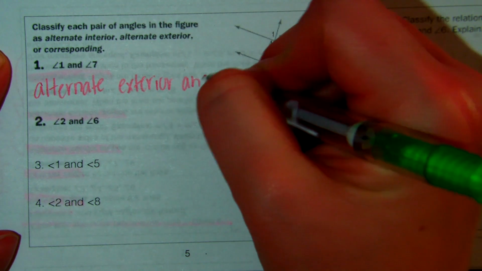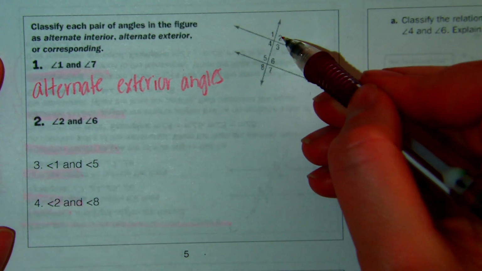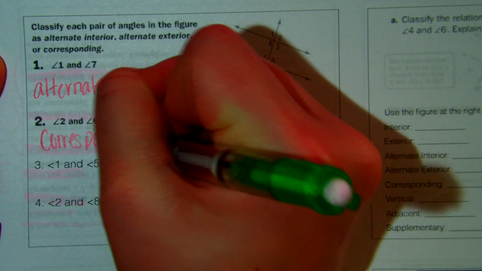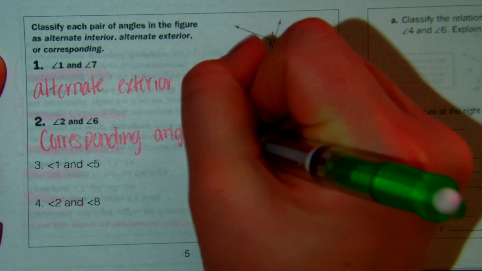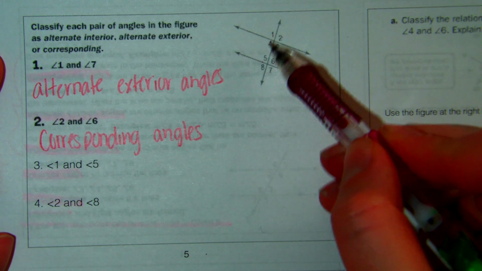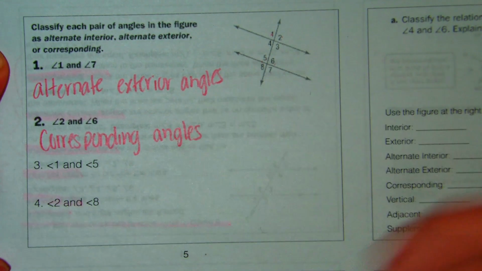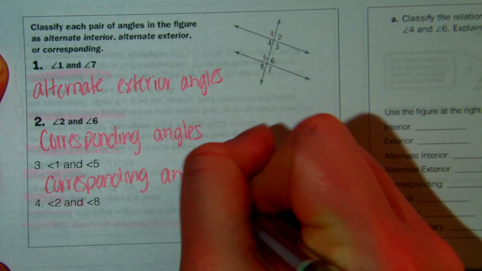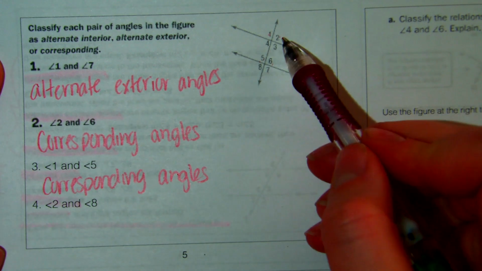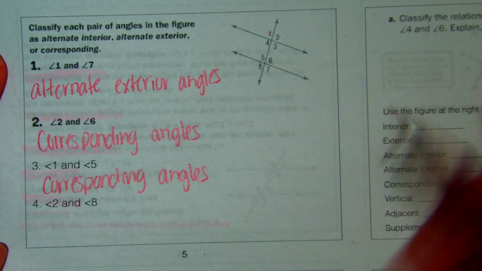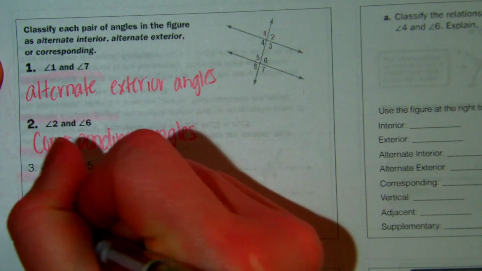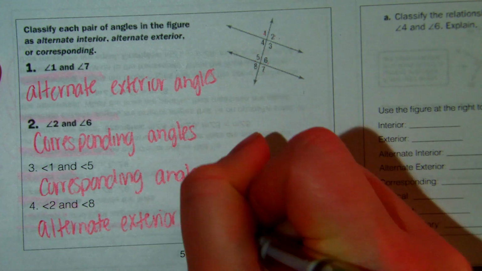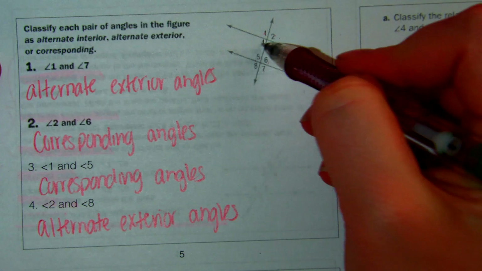angles. 2 and 6. 2 is on the top of the parallel line, so is 6. Those would be corresponding angles. 1 and 5. Same side, same position on top of the parallel line, again corresponding. 2 and 8. We have 2 is on the right side, 8 is on the left side, so opposite, they're on the exterior. So alternate exterior angles.